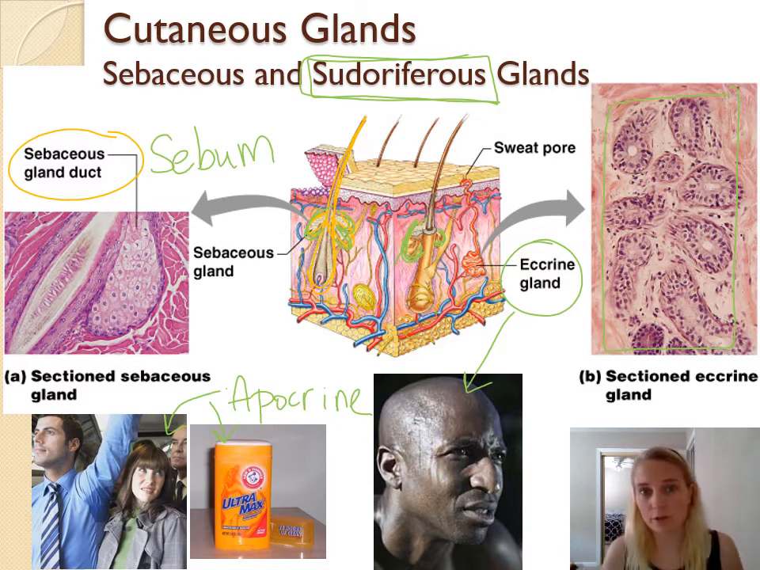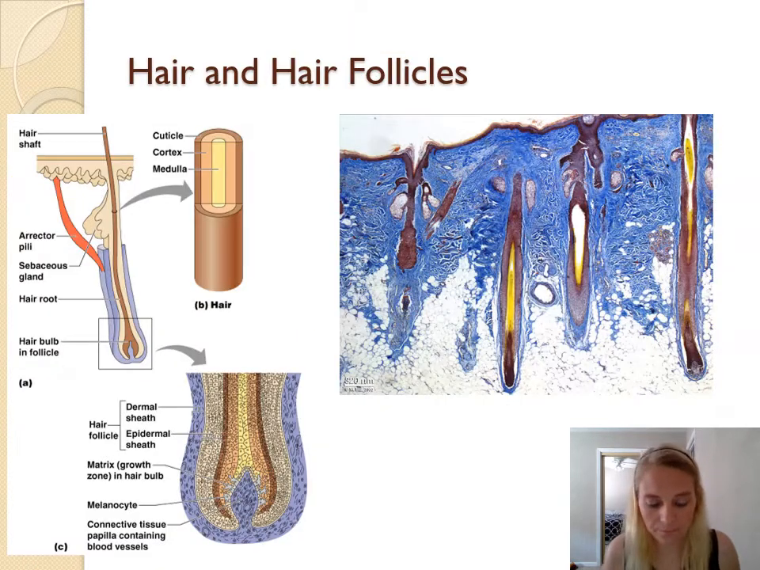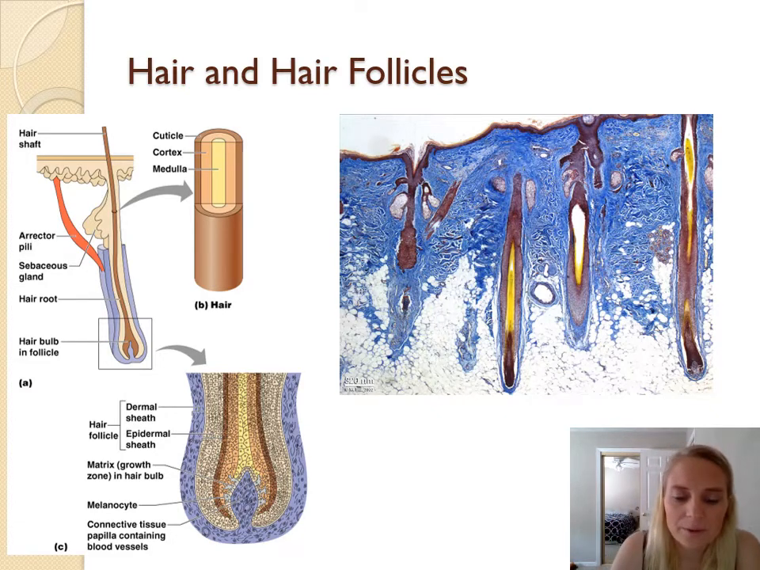Eccrine sweat glands are all over your body. Palms, soles, all over your regular skin. Apocrines, armpits, and other places. Okay. The next structure we're going to take a look at is hair and hair follicles. I have a slice of hairy, thin skin over here on the right, stained a little bit differently than the pink and purple. It's got some more blues and purples and reds.